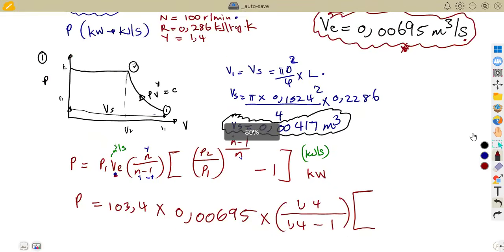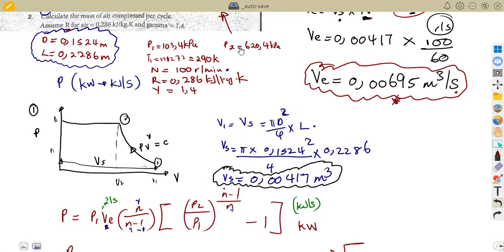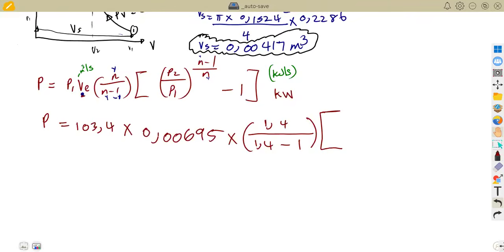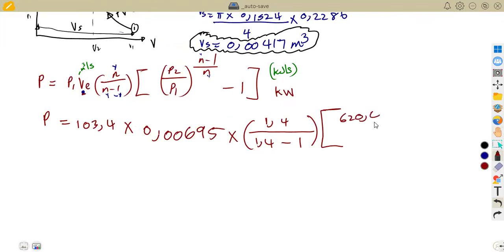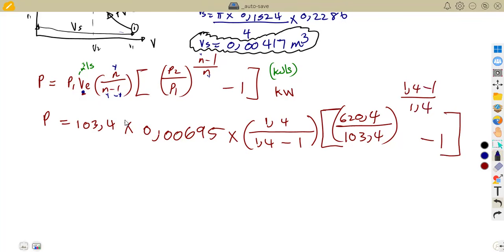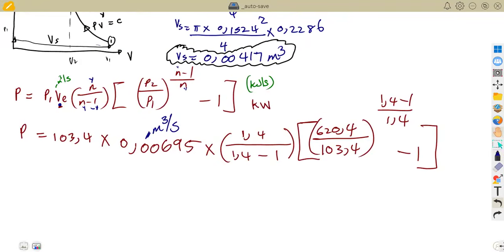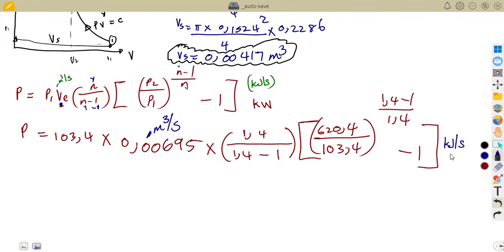That is into P2 over P1, the second pressure P2 over P1. All right, that's 620,4 over P1. Remember P1, it was 103,4. Everything to the exponent of n, which is gamma now, so it's gamma minus 1 over gamma, 1,4 minus 1 over 1,4. Like this, guys. Just because it is in cubic meters per second, automatically our answer here is in kilojoules per second, which is kilowatt.